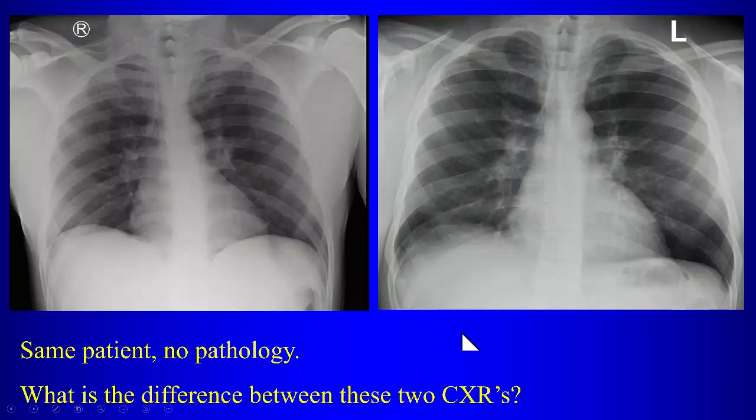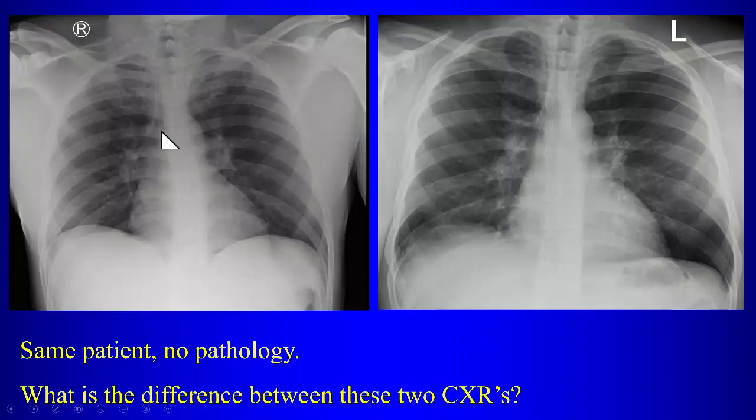So here we have two radiographs on the same patient. There's no pathology, but as you look at these images, you should be able to discern a difference between the two. What's the difference? AP, PA. So how do you tell the difference between an AP and a PA?